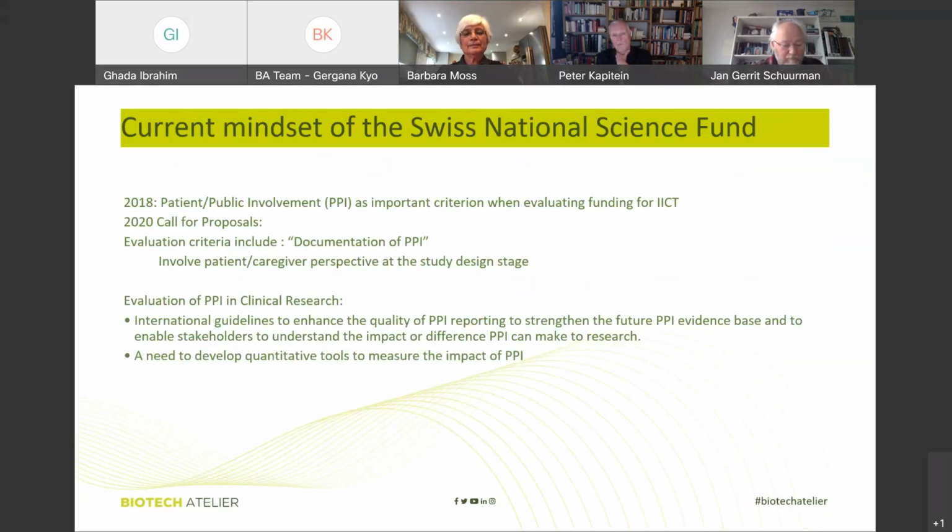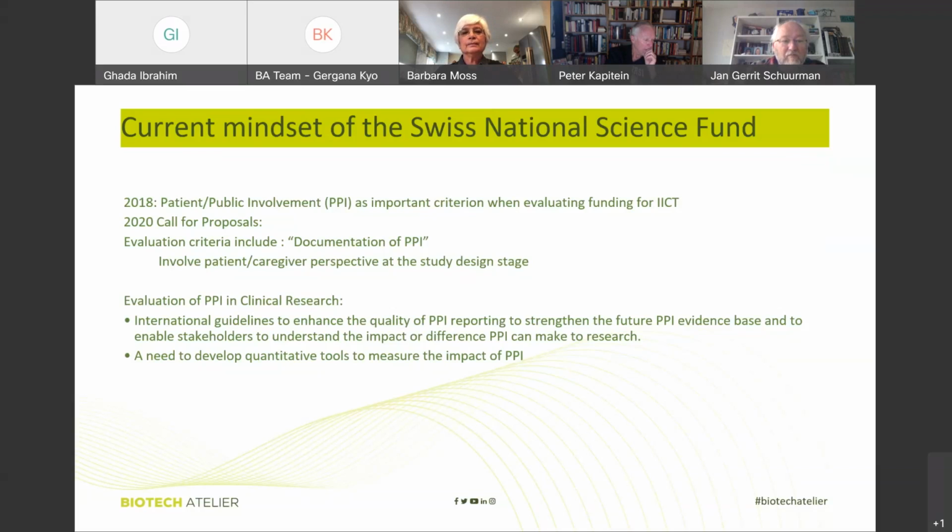The EUPATI example gets me talking about another mindset, which is where I live, the Swiss National Science Fund, for example, which is the largest funding agency for non-pharma. And in 2018, it started putting patient-public involvement as an important criterion when evaluating funding for investigator-initiated clinical trials. And in 2020, last December, actually, the call for proposals that started and is now in the first cycle, maybe the second cycle now, has a specific evaluation criterion which includes documentation of PPI.